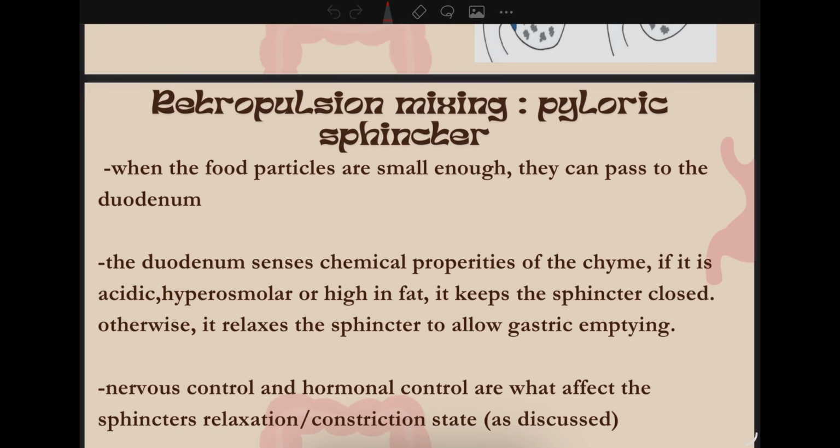Once it goes to the duodenum, now the duodenum works as a sensor. It senses the chemical properties of the chyme. If it's hyperosmolar, high in fat, acidity. Do you remember what starts the intestinal phase when we discussed in P5? All of these things. If the duodenum senses it, it releases hormones like secretin and all of that to close the sphincter. Because no, it's not ready yet.